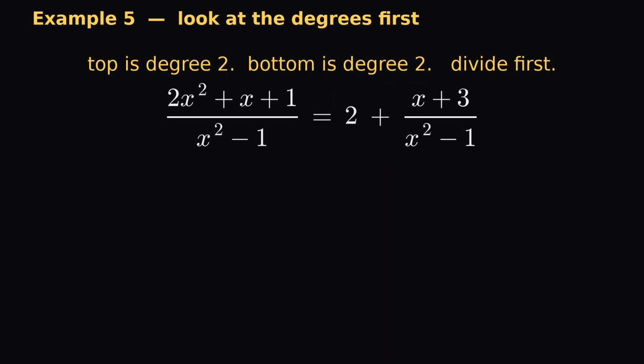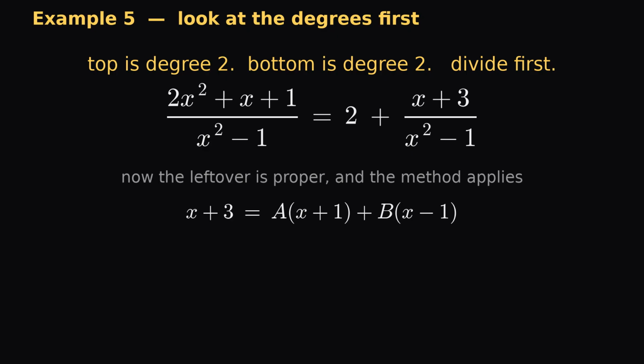Divide first. 2x squared plus x plus 1 over x squared minus 1 is 2 plus x plus 3 over x squared minus 1. Now the leftover is a proper fraction, and the method applies. X plus 3 equals a times x plus 1 plus b times x minus 1. Put x equal to 1. 4 equals 2a, so a is 2.